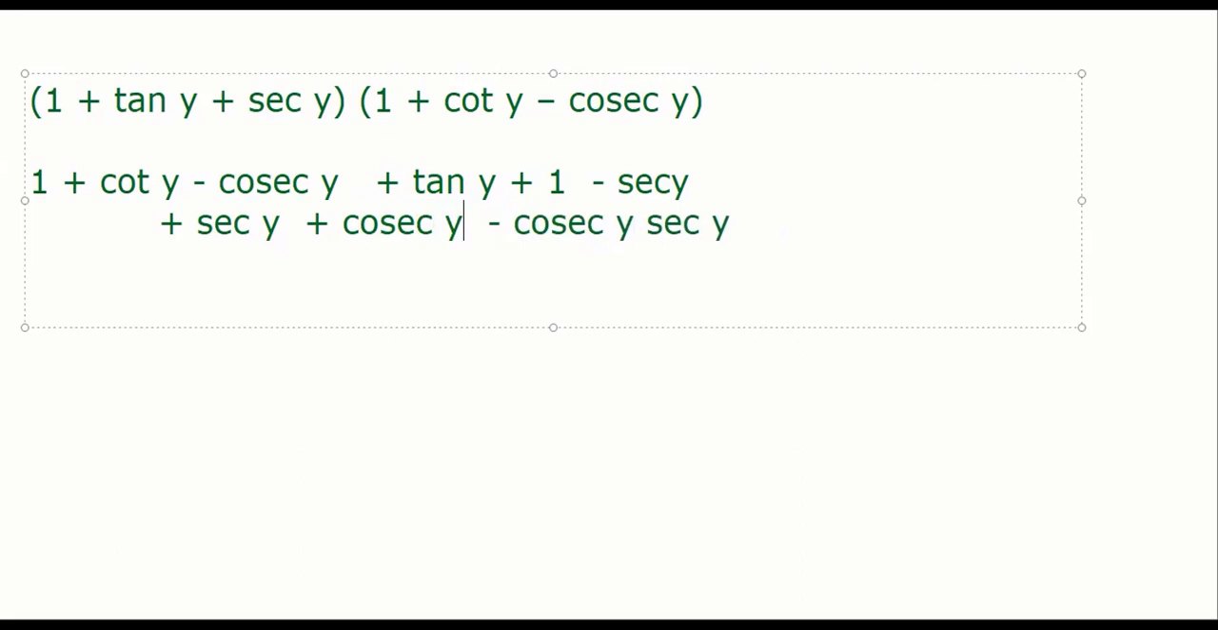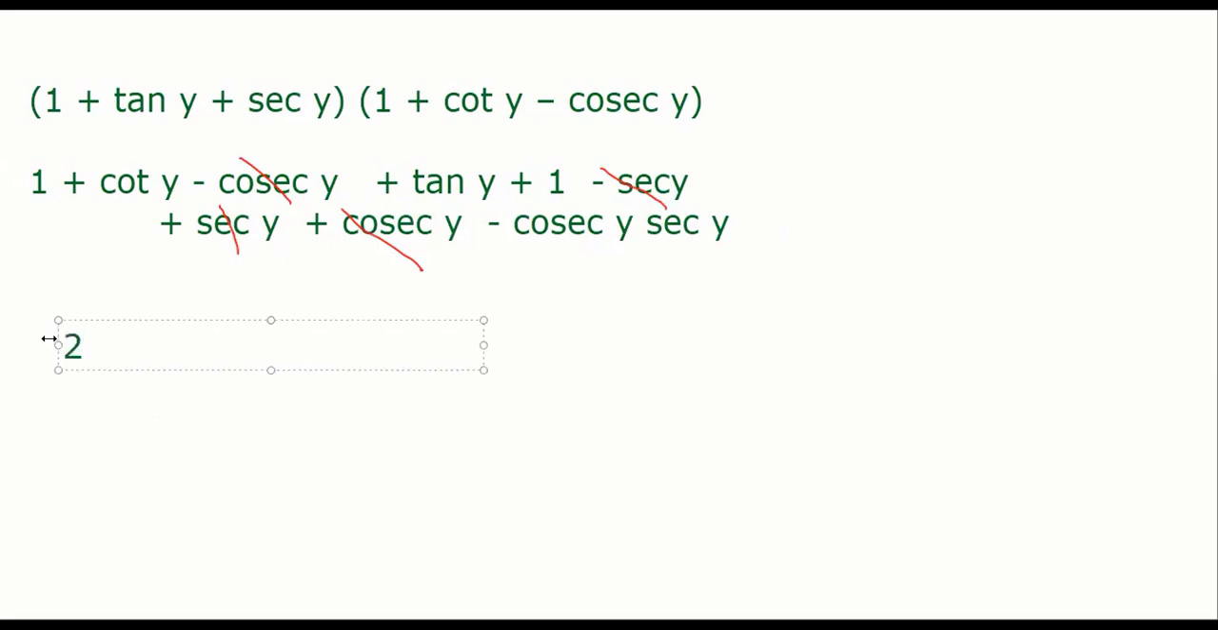Now, anything can cancel. Cosec y and cosec y, this is gone. And sec y and sec y, gone. So let's write the simplified one. Now what you got? 2 plus cot y plus tan y minus cosec y sec y, plus cot y plus tan y minus.